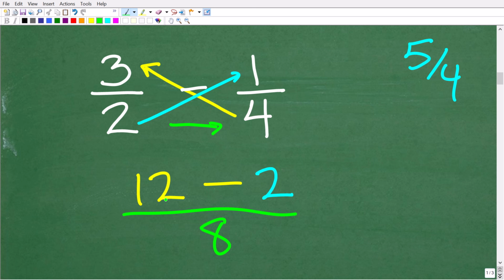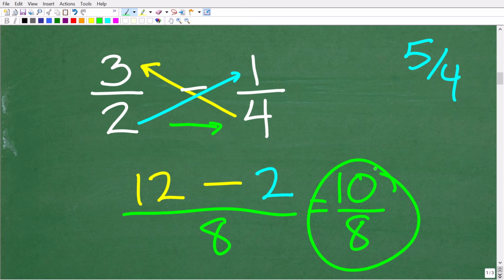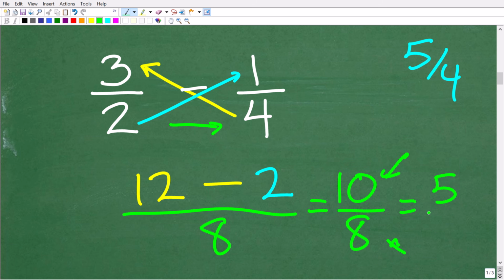All right, so now we have 12 minus 2. That is 10. So our answer is 10 over 8. But when you're dealing with fractions, you always need to reduce them down to their simplest form. So 2 goes into 10 5 times, and 2 goes into 8 4 times.